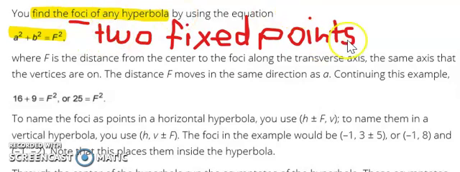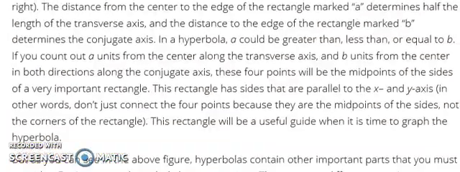So the formula for finding the foci is a squared plus b squared equals f squared. That's just additional information for today. So that's it. I hope you remember these terms.